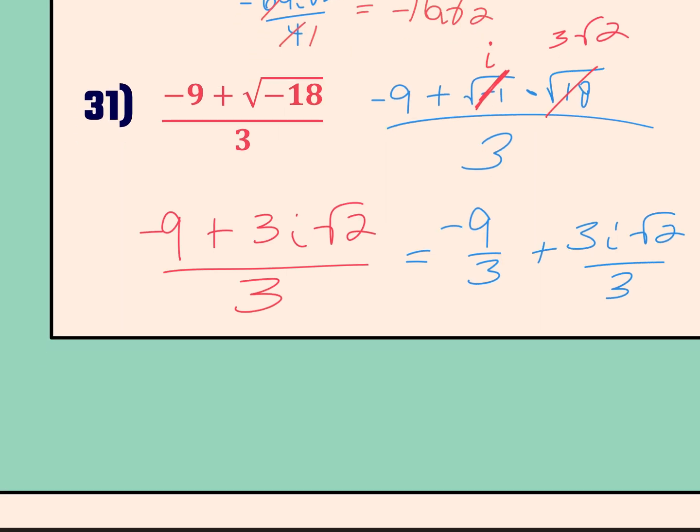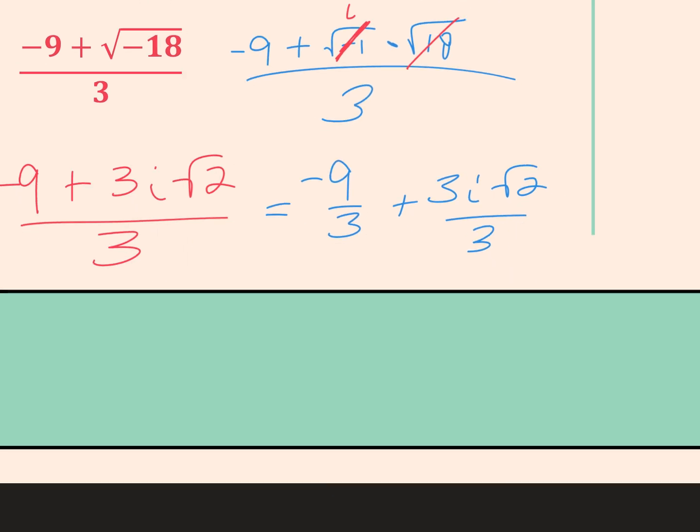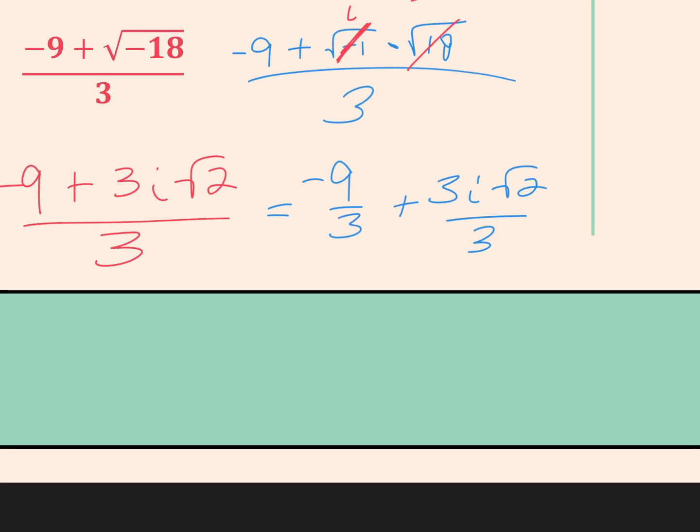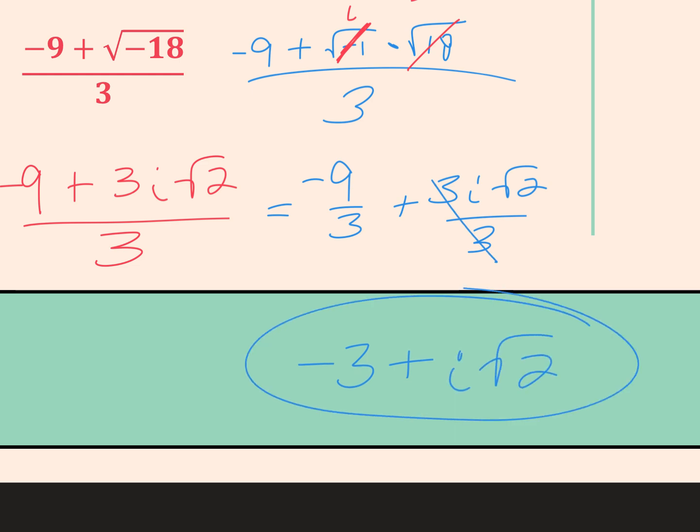A lot of you are still making the same mistake. Split it up. Just graded a whole class of tests where people are doing this. You cannot do that, guys. That 3 in the denominator goes with both terms in the numerator. So when I divide negative 9 divided by 3, I get negative 3. Plus, what happens on the right-hand side? The 3's cancel, so this becomes i square root of 2. That's a major, major, major no-no to cancel incorrectly.